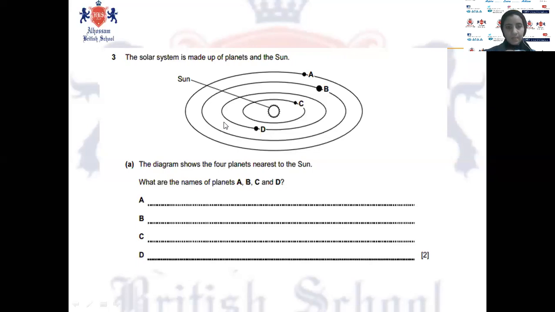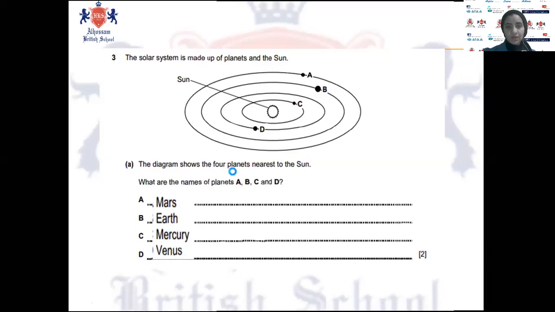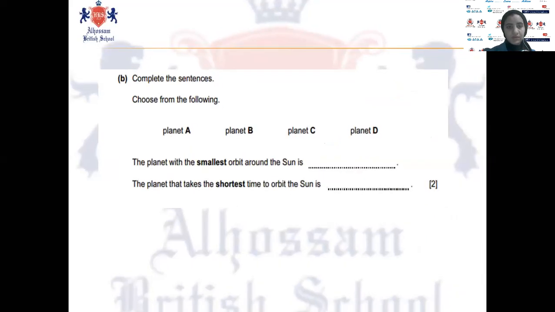So A is Mars, I think. You say the planets in order: Mercury, Venus, Earth, Mars. Excellent. So the C will be Mercury, D Venus, B Earth, and A Mars. So the answers would be Mars, Earth, Mercury, Venus.